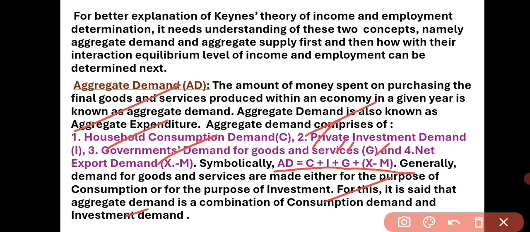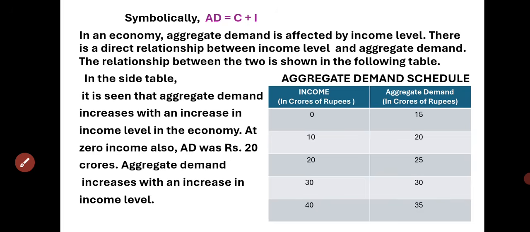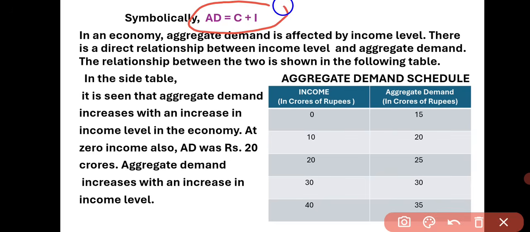Then we again said that if we elaborate these points, we find that demand for goods and services is made either for consumption or for investment. That's why symbolically it is written as aggregate demand AD is equal to C plus I. Aggregate demand is equal to consumption demand plus investment demand, right?